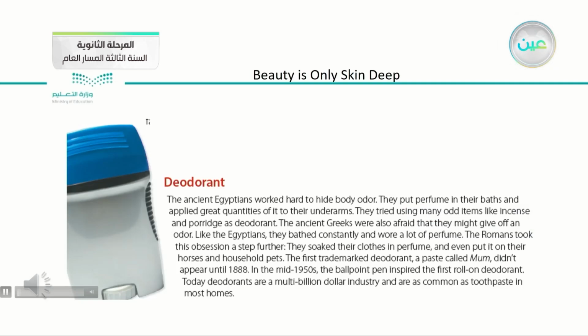Deodorant. The ancient Egyptians worked hard to hide body odor. They put perfume in their baths and applied great quantities of it to their underarms. They tried using many odd items, like incense and porridge, as deodorant. The ancient Greeks were also afraid that they might give off an odor. Like the Egyptians, they bathed constantly and wore a lot of perfume. The Romans took this obsession a step further. They soaked their clothes in perfume and even put it on their horses and household pets.